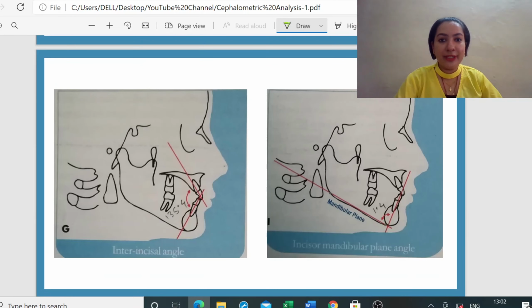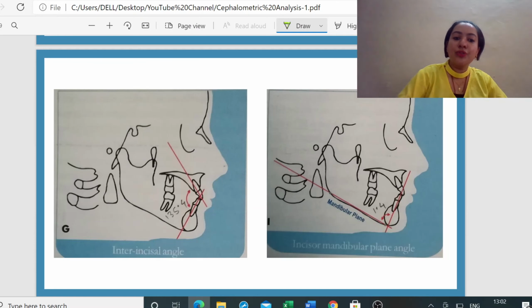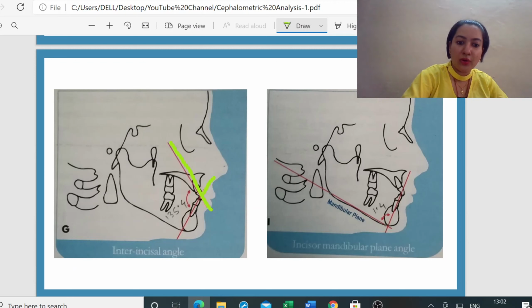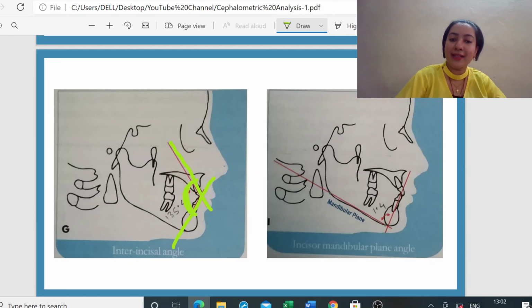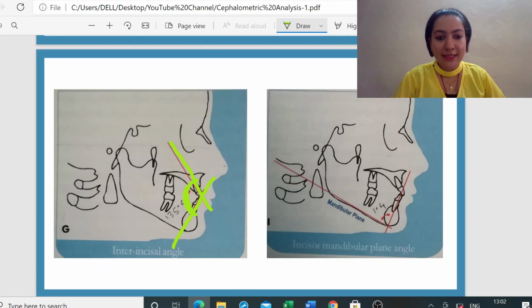The next parameter which is given by Downs is your interincisal angle. How do you trace your interincisal angle? You draw the long axis joining upper incisor and lower incisor. This is the long axis of upper, this is the long axis of lower. When these two lines intersect each other, this inside angle which we get is known as the interincisal angle. That is the angle between the upper and lower incisors.